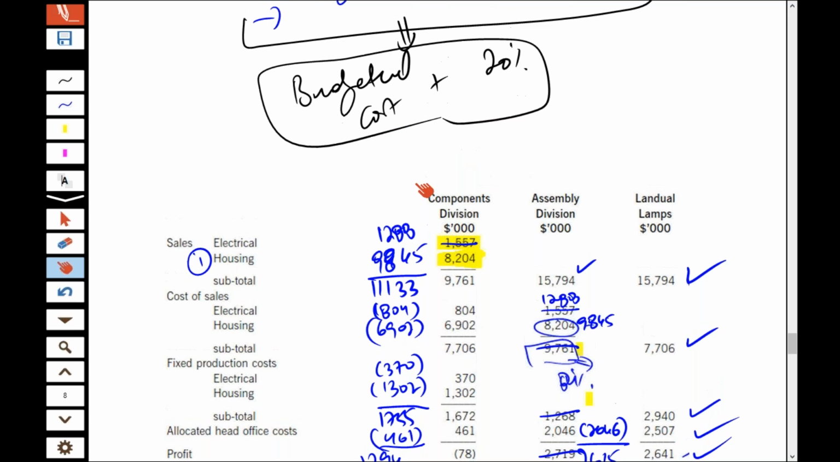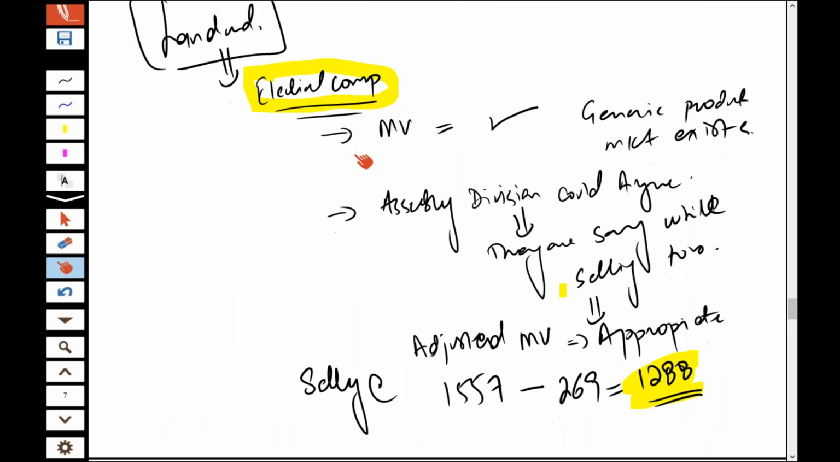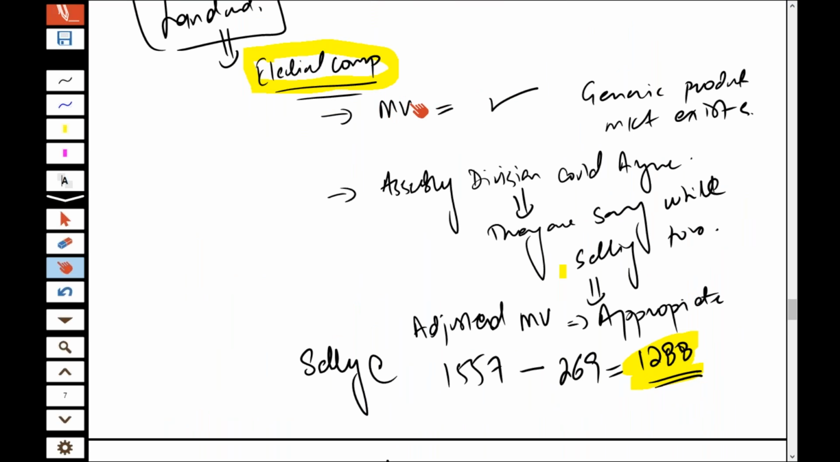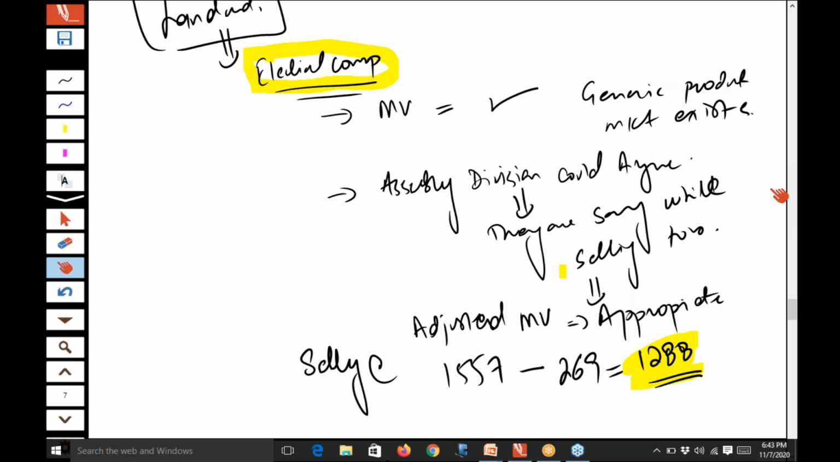Okay, coming back to it. Are you okay with these suggestions, these evaluations? That for the electrical component, market value is okay. We would have been better off if we would have used the adjusted market value. Is this understanding okay with respect to the electrical components?